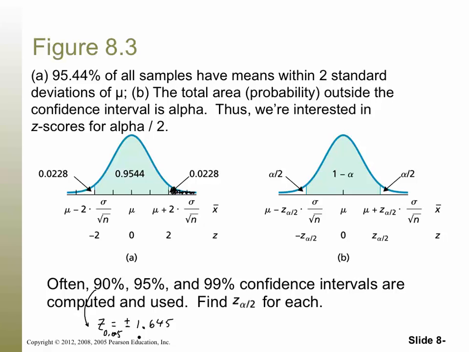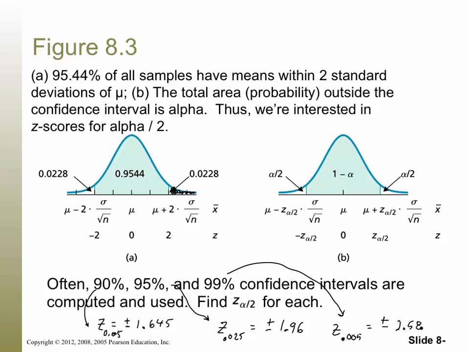All right, and then you guys figured out the z-scores for a 95% confidence interval. So it's going to be Z of 0.025, good. And you guys found that that was plus or minus 1.96. And then the 99% confidence interval would be Z of 0.005. Half of 1%, right? Half of 1%, 0.005. And that would be 2.58. Plus or minus 2.58.